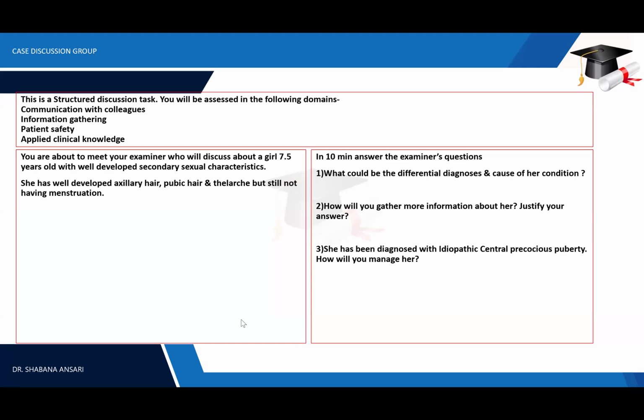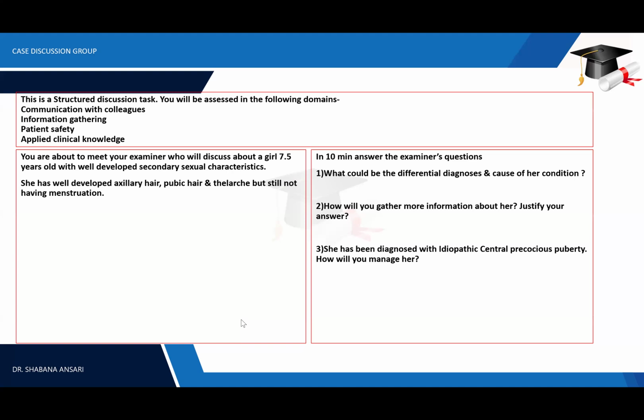In case of idiopathic central precocious puberty, first our management will be by a multidisciplinary team of doctors, which will involve the endocrinologist, the adolescent gynecologist, and also the pediatrician. We would have to stop the further progression of the secondary sexual characters, and also prevent the menarche. We would also have to stop the early skeletal maturation. So our treatment will be targeting all of this.